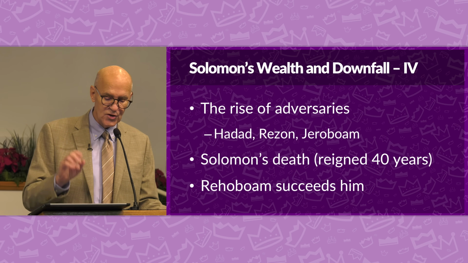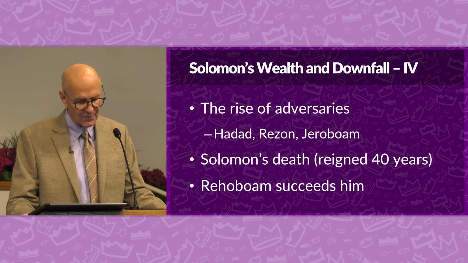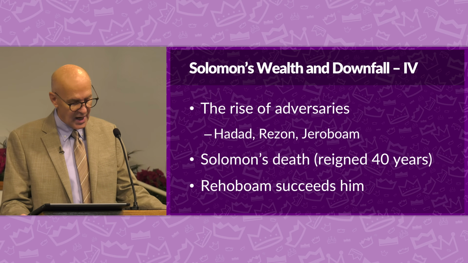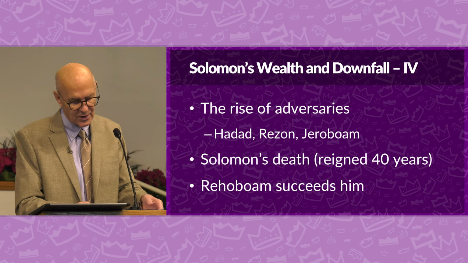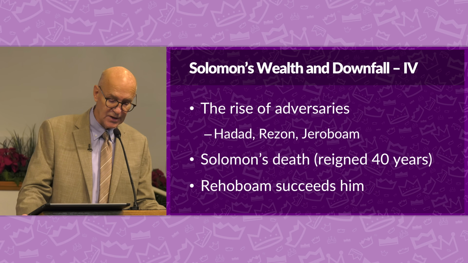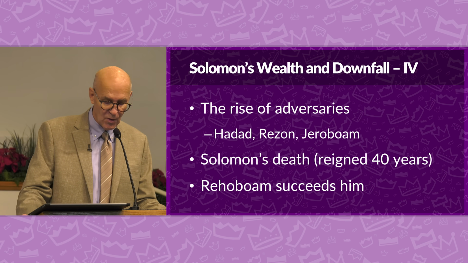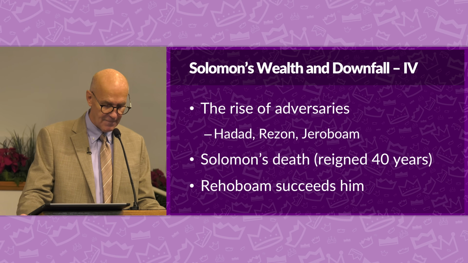Jeroboam, one of Solomon's officials, rebels against Solomon after a prophecy from the prophet Ahijah. Ahijah prophesies that Jeroboam will rule over 10 tribes of Israel after the kingdom is divided. And Solomon attempts to kill Jeroboam, but Jeroboam flees to Egypt, where he remains until Solomon's death.